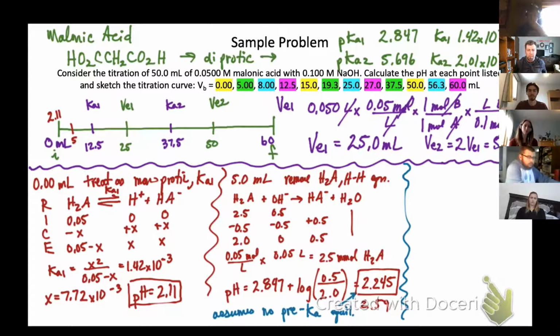There's a chance that Harris will want you to account for that in a problem, whether it be a practice problem. I haven't looked over the homework. So if you're just not getting the value that he is, especially up to the first equivalence volume, you're just off by a little bit, this is something worth considering, that maybe there was a pre-equilibrium that you need to account for. Okay.